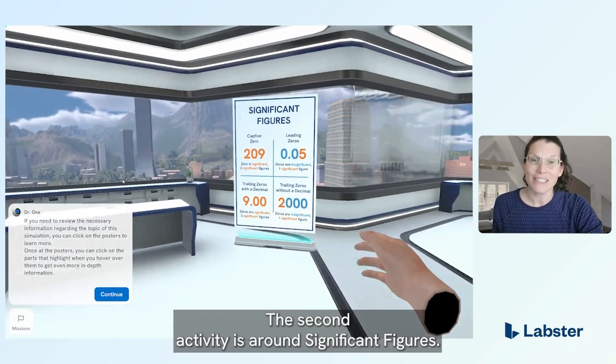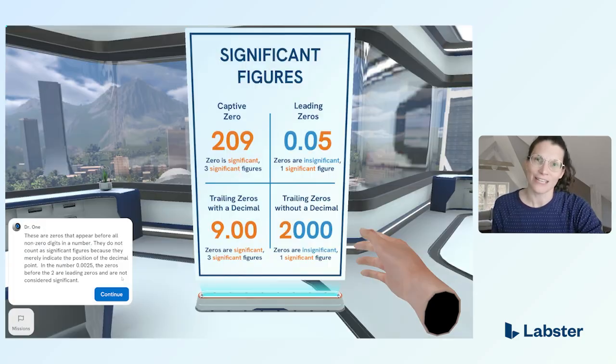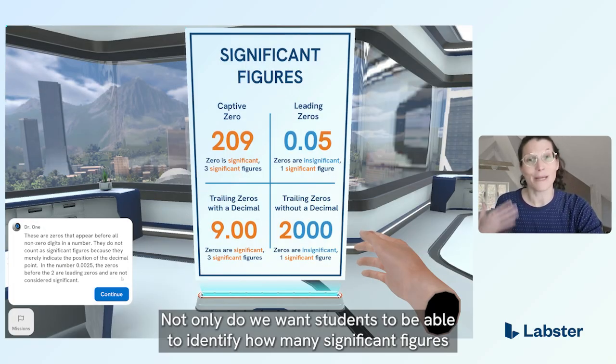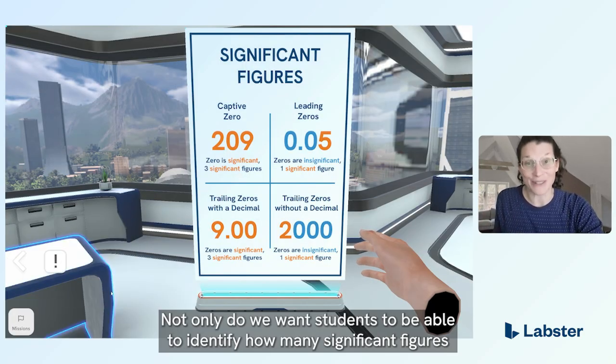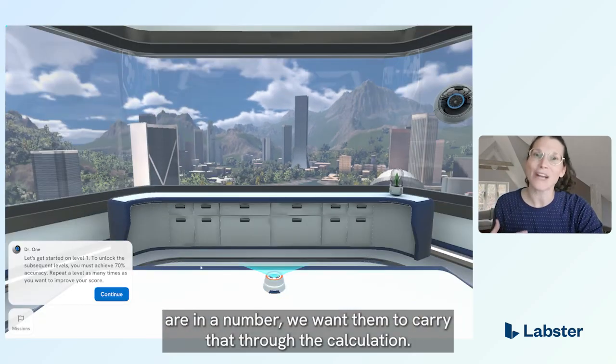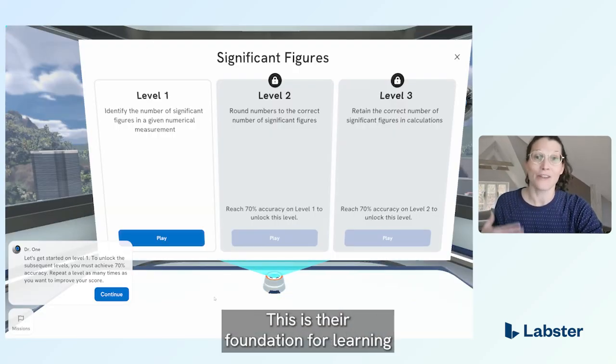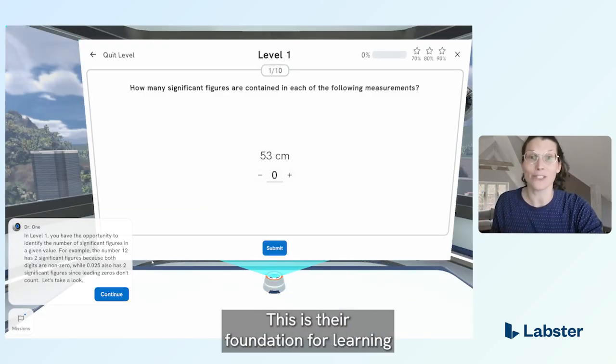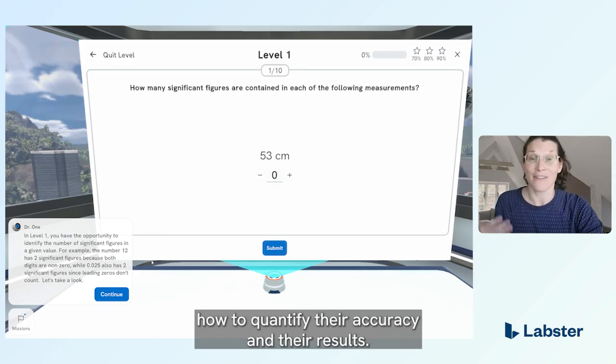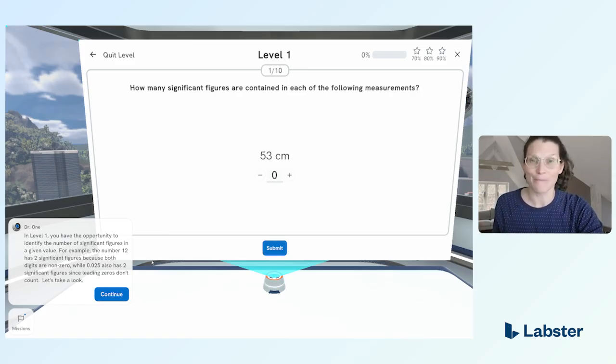The second activity is around significant figures. Not only do we want students to be able to identify how many significant figures are in a number, we want them to carry that through the calculation. This is their foundation for learning how to quantify their accuracy in their results.